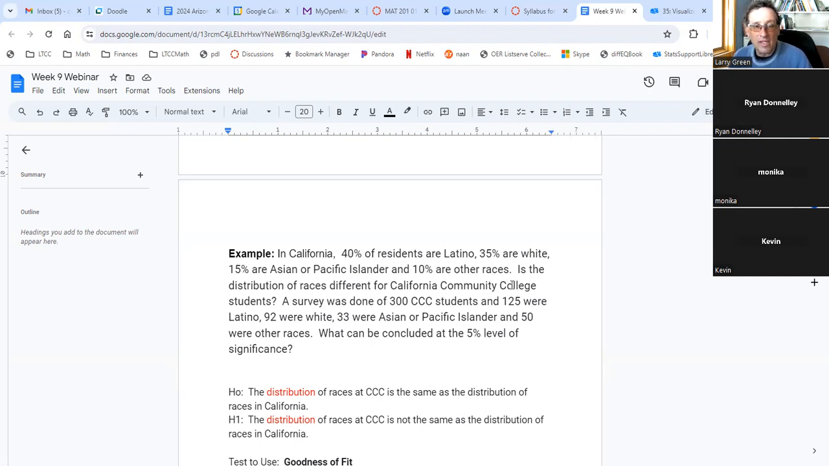Okay, so a question you might ask is, let's look at California community college students. Because let's say you were the chancellor of California Community Colleges, you want to make sure that you're serving the students and you're not having any kind of racial bias. Does that make sense? So the question is, is the distribution of races different for California community colleges? All right. So first thing I want to ask you, what would the survey question be? What would we ask this California community college student?